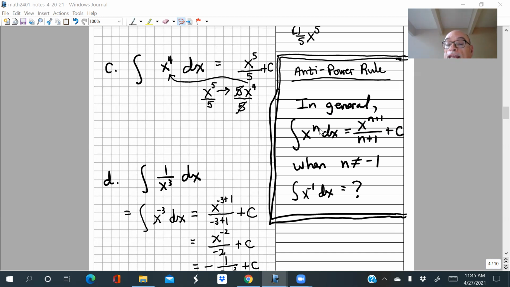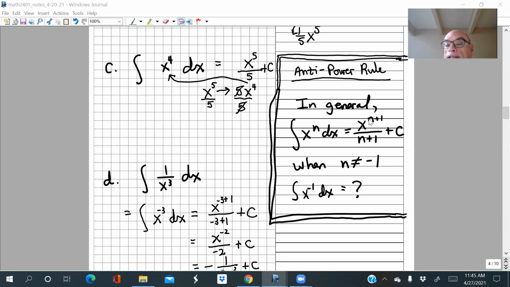I said virtually any exponent can be used here in the anti-power rule, except one exception, which is -1. So if you're trying to integrate x to the -1 power, which is 1 over x, which is a very familiar function, right? So that's something that we might want to be able to integrate. You cannot integrate that using the anti-power rule, okay?